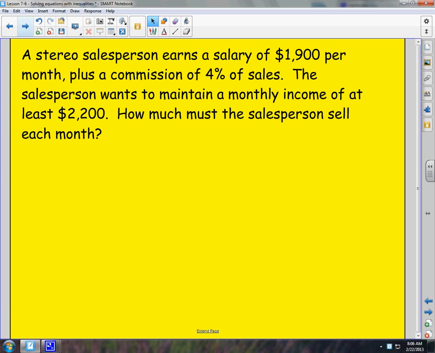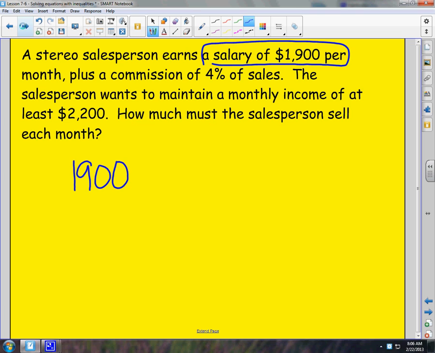Okay, a stereo salesperson earns a salary of $1,900 per month plus a commission of 4% of sales. The salesperson wants to maintain a monthly income of at least $2,200. How much must the salesperson sell each month? All right, so they earn a salary of $1,900 per month. So that doesn't change. Plus, they tell you right there, plus a commission of 4% of sales. Well, I don't know what the sales are, and I'm going to do 4%, which is 0.04 times X, because X is the sales.